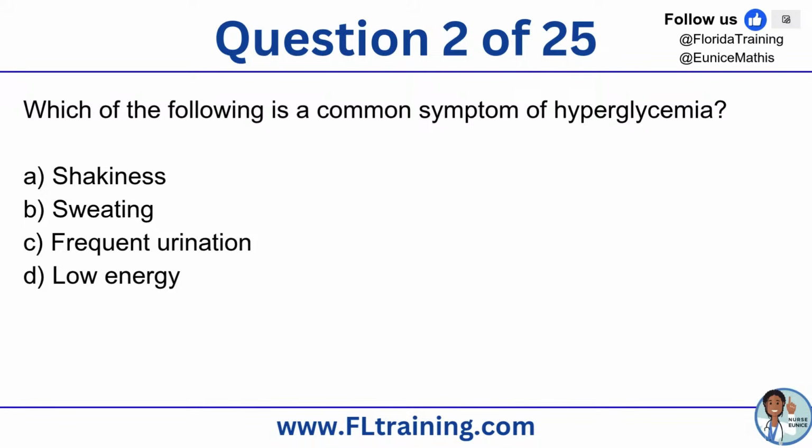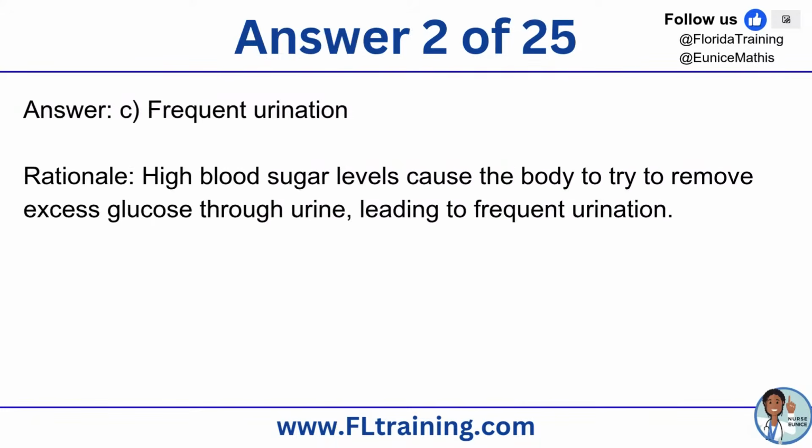And that is right. You are correct. So whenever a patient has hyperglycemia, it's going to be C. Remember polyuria? They can have frequent urination. High blood sugar levels cause the body to try to remove excess glucose through the urine, leading to frequent urination, also referred to as polyuria.